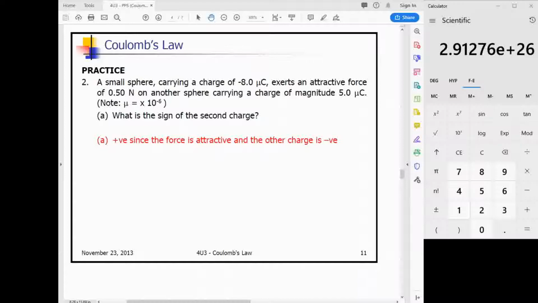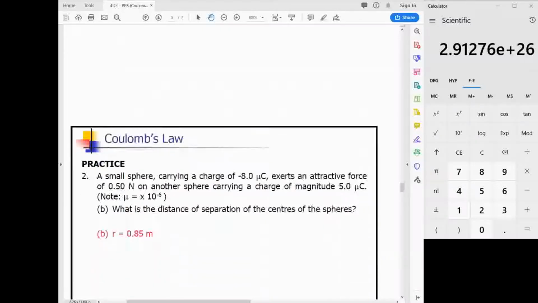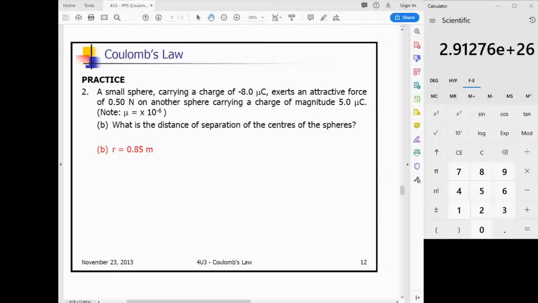It says the first charge is -8 microcoulombs, and it is attracted to another charge that has a magnitude of 5. So the values of -8 and 5 are irrelevant. The fact that it's attractive is relevant in determining whether this is positive or negative. The first charge is negative. If the second charge was negative, then it would be a repulsive force. So that means the second charge has to be positive. And now we're asked to find the distance of separation between the centers of these spheres.